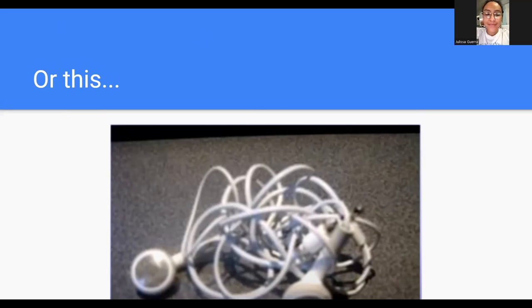I don't know if it's correct, but I feel frustrated when my earphones are tangled. Very good. Okay, you can say that. Alejandro said, I hate it when my earphones get tangled. Okay, very good job. I feel angry when my earphones are tangled, with a D at the end.